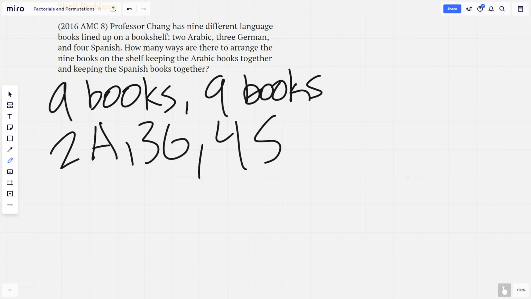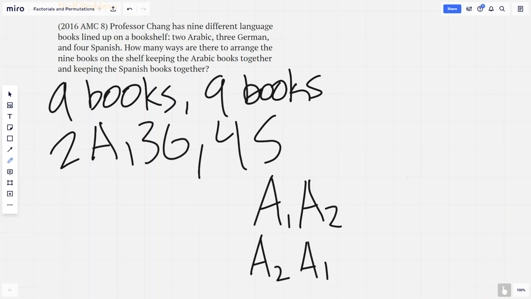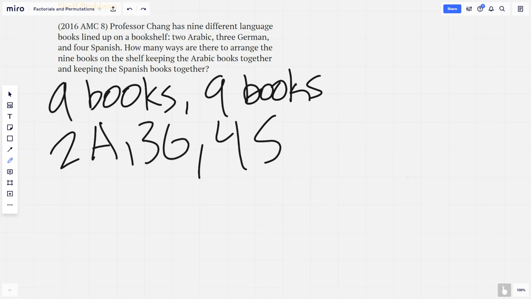if they're the same. So because you can tell 2 Spanish books apart, you have to account for that by multiplying. So if I have Arabic book 1 here and Arabic book 2 here, if I switch the positions, they would be distinguishable. And for that reason, we have to account for the fact that they're both different orderings. So we don't have to divide by 2 here. But if we look at what the problem is putting on, the restrictions, the Arabic books have to be together and the Spanish books have to be together.